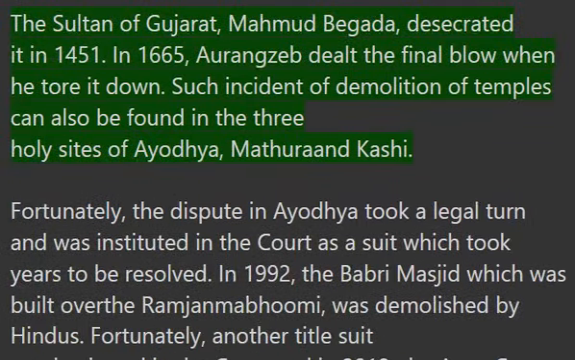The Sultan of Gujarat, Mahmud Bigda, desecrated it in 1451. In 1665, Aurangzeb dealt the final blow when he tore it down. Such incidents of demolition of temples can also be found in the 3 holy sites of Ayodhya, Mathura and Kashi.